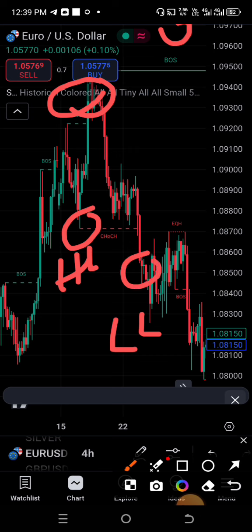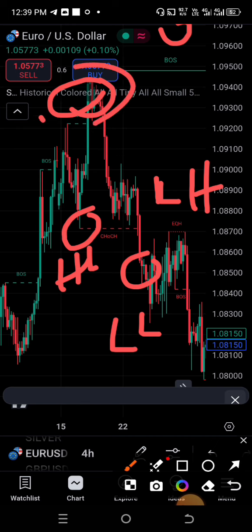Now, after this lower low, it also produced what? A lower high. Now, what is a lower high? It simply means a high that is lower than the previous one. Where is the previous high that was created? Look at it, it's much bigger and higher than this one. So the market produced what we call a lower high.